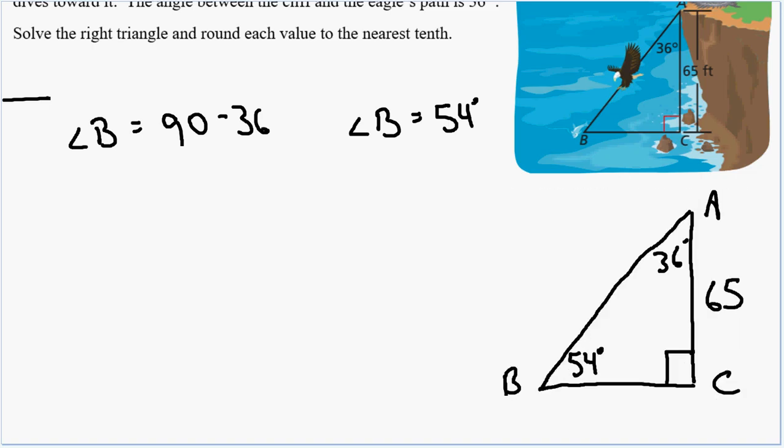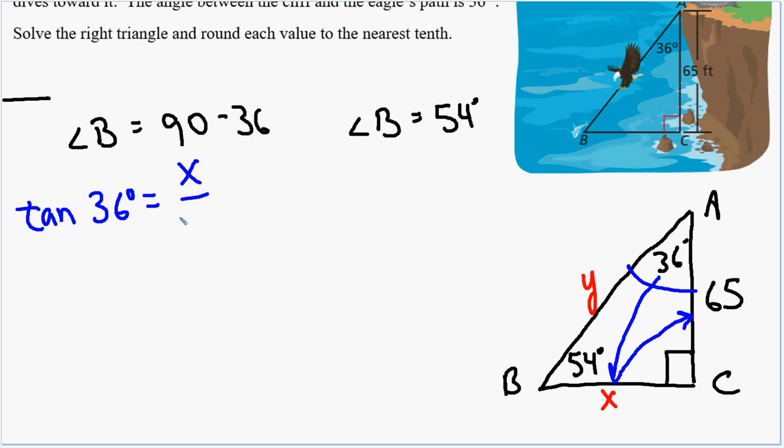So just for convenience, I'm going to call this side BC X, and the hypotenuse AB Y. So let's see. I'm here at the 36-degree angle. If I want to solve for X, X is opposite, and then I have the adjacent side. So we could use tangent, because tangent is opposite over adjacent. The tangent of 36 degrees is X over 65.